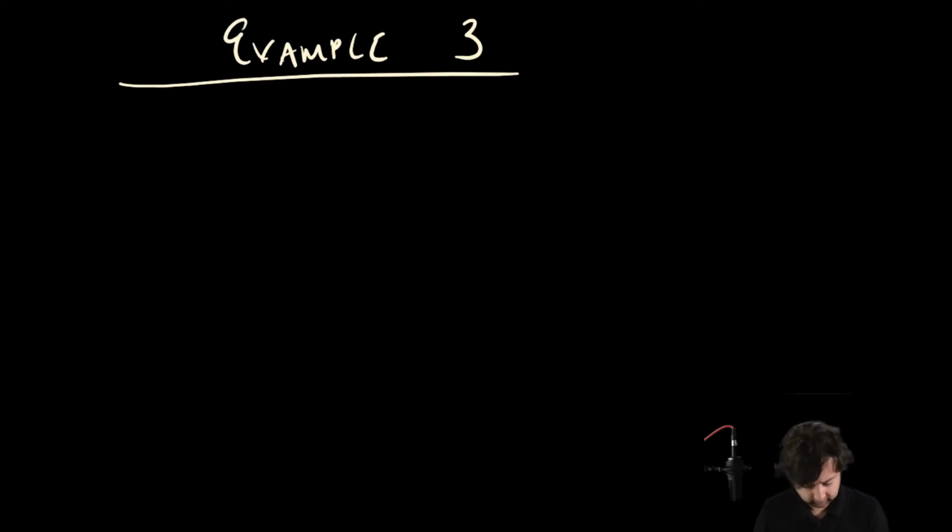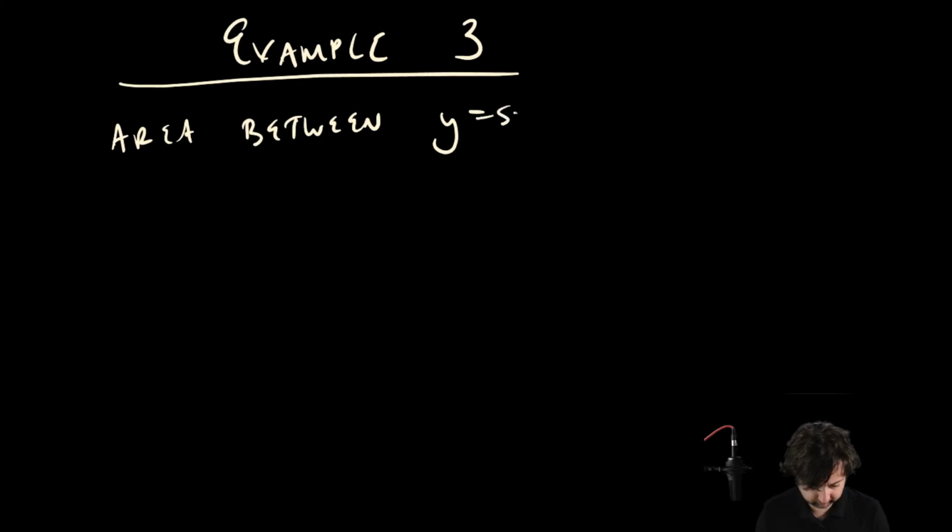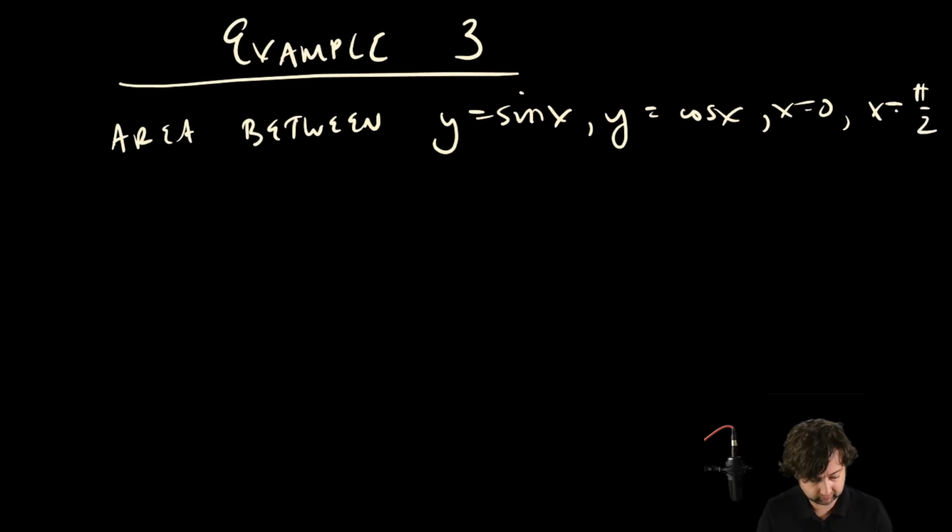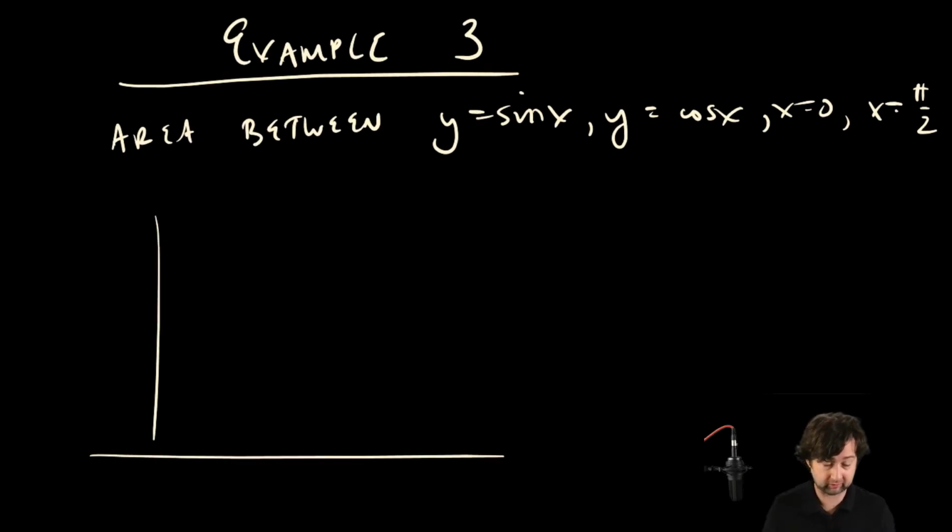Okay, so let's actually look at an example and see if we can apply this in action here. This is example 3. We're going to be looking at the area between y equals sine x, y equals cosine of x, x equals 0, and x equals pi over 2. Again, start by drawing a picture. These problems are much more difficult without pictures.